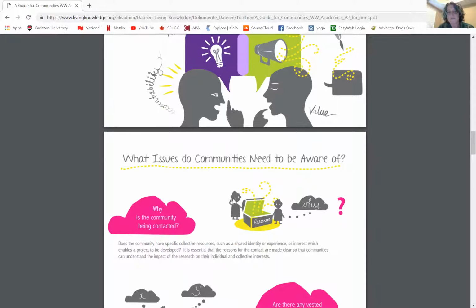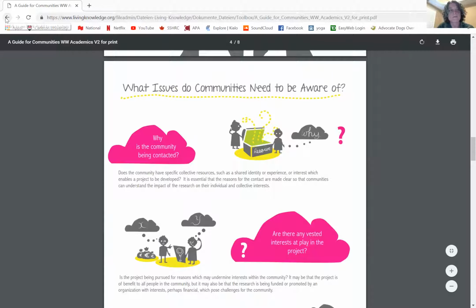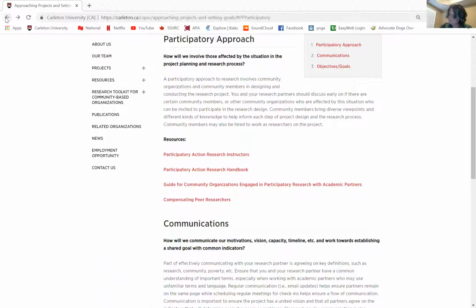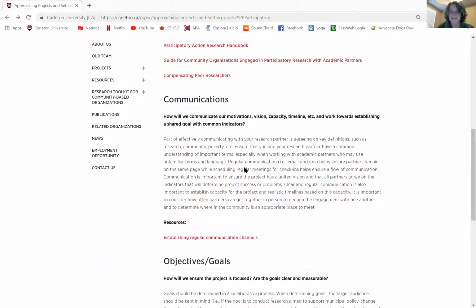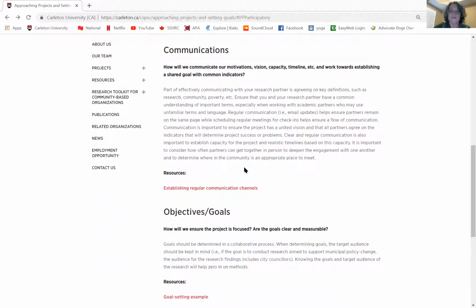So this might be something I want to go through, some of the resources, and see if this is something that we can add into our research process, and why we would want to and how we would do that. So if we're taking a participatory approach, or in any research with partners, communication is definitely up there as something that's important to think about.